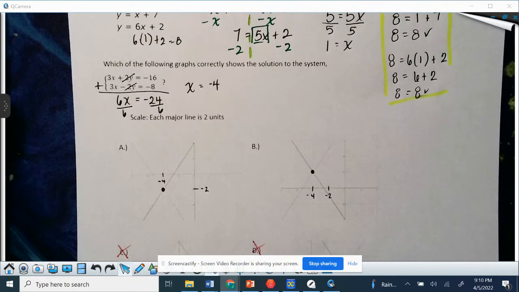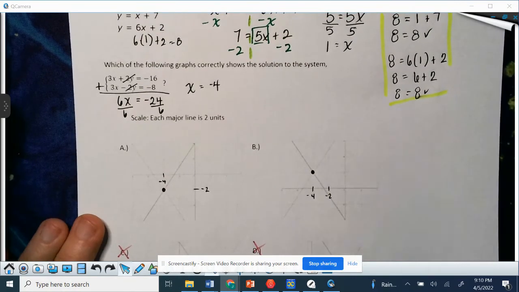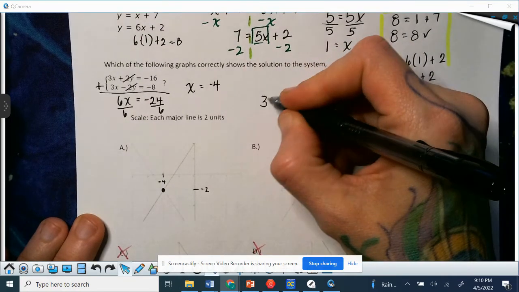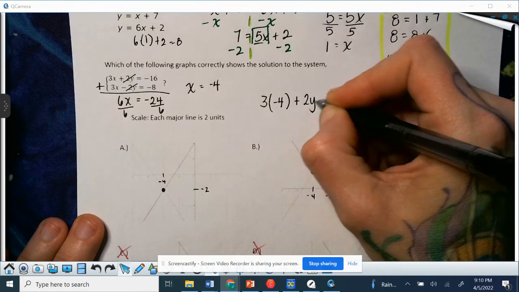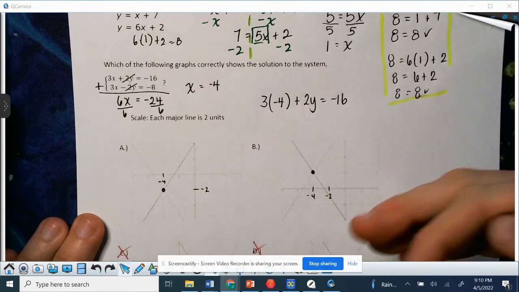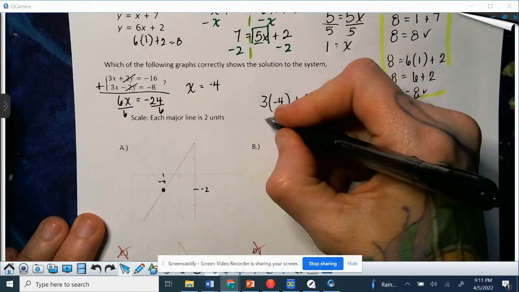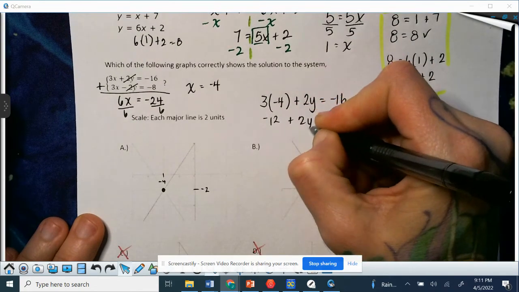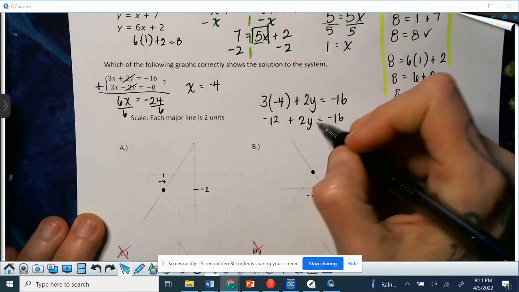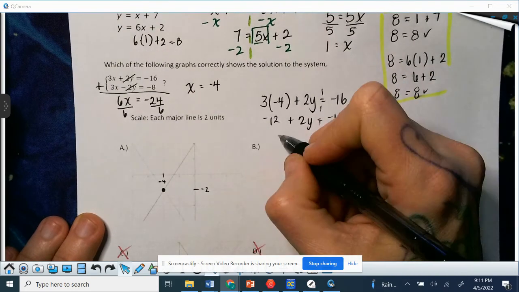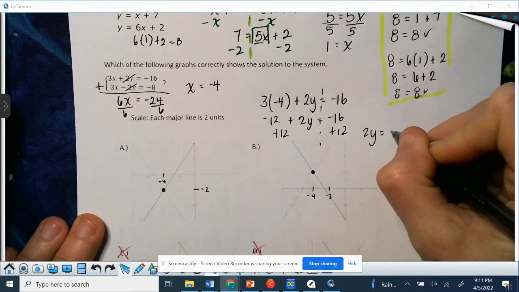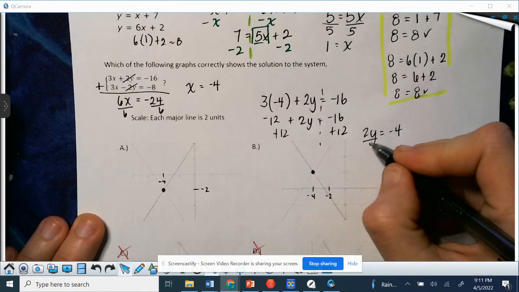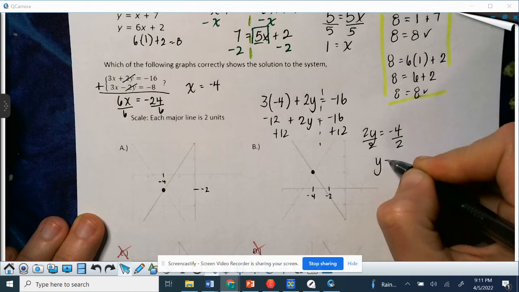So we're going to take that negative 4 and plug it into one of those equations and see what we get out for y. So 3 times a negative 4 plus 2y equals a negative 16. And if you chose the second one, that's fine. It should still work. So negative 12 plus 2y equals a negative 16. I want to get that y by itself, so I'm going to add 12, add 12. So 2y equals a negative 4. Divide by 2, y equals a negative 2.